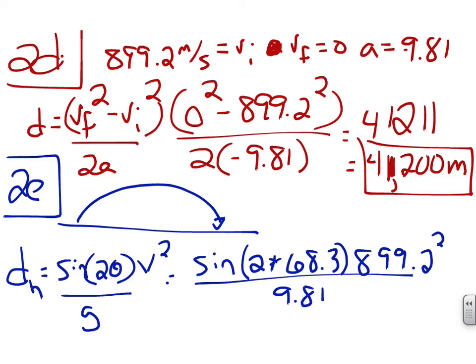So if we say sine 2 times 68.3 times 899.2 squared divided by 9.81, that gives me a whopping 5,6. Let's just round it right now. The first 3 we keep, 566. Everything else turns into a 0. So that's 56,600 meters. Huge distance. Of course, with air resistance, it wouldn't go that far, but it would still go ridiculously far. You want to be careful when you're shooting guns up in the air.